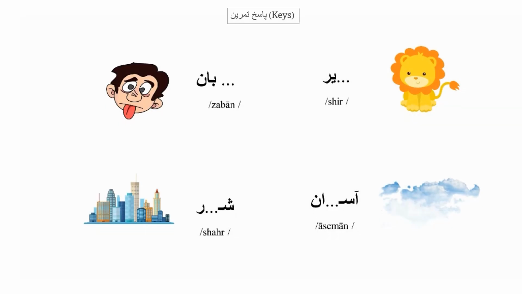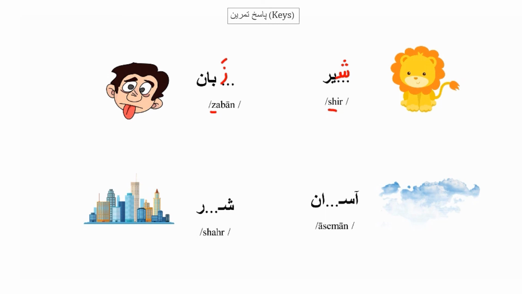Now look at the answers of these 4 vocabularies. On the top right, we have the lion, شیر, so the sound is sh. We write the 3 jacks, and then we connect it to the coming letter, and it has 3 dots over it. On top left, we have زبان, the Z sound, so we write Z in the beginning and separately because Z cannot be connected to other letters from the left side.